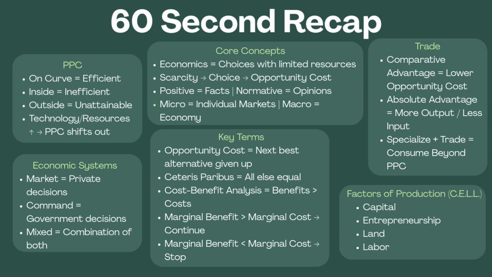When making decisions, economists use cost-benefit analysis and marginal analysis. If marginal benefits exceed marginal costs, continue. If marginal costs exceed marginal benefits, stop. The 4 factors of production can be remembered using CEL: capital, entrepreneurship, land, and labor. On a PPC, points on the curve are efficient, points inside are inefficient, and points outside are unattainable. More resources or better technology shift the PPC outward. For trade, comparative advantage means lower opportunity cost, while absolute advantage means producing more output or using fewer inputs. Specialization in trade allows countries to consume beyond their PPC.